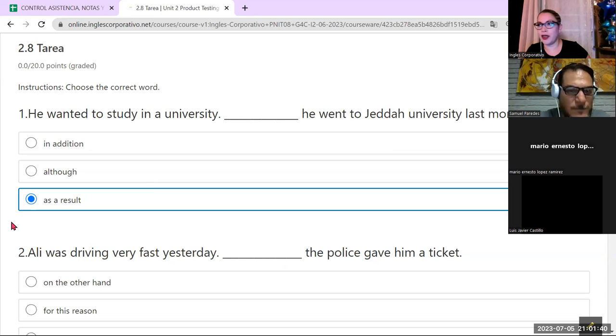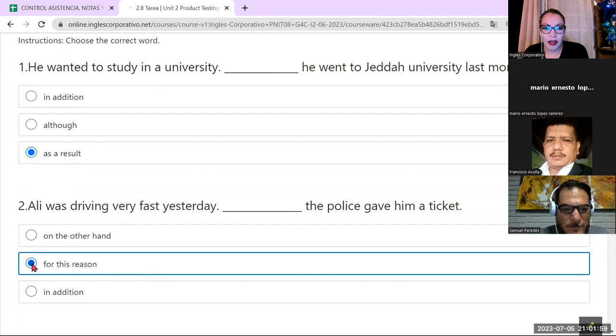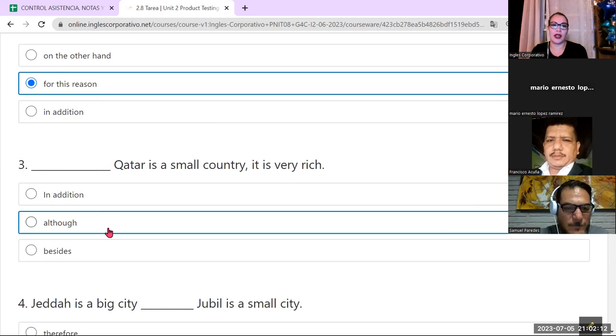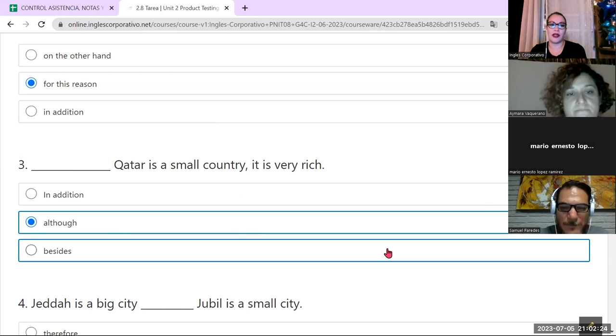What about number two, Mario? Ali was driving very fast yesterday. For this reason, the police gave him a ticket. Okay. Let's scroll down. Number three, Qatar is a small country, it's very rich. Mario? Although. Okay, although Qatar is a small country, it's very rich.